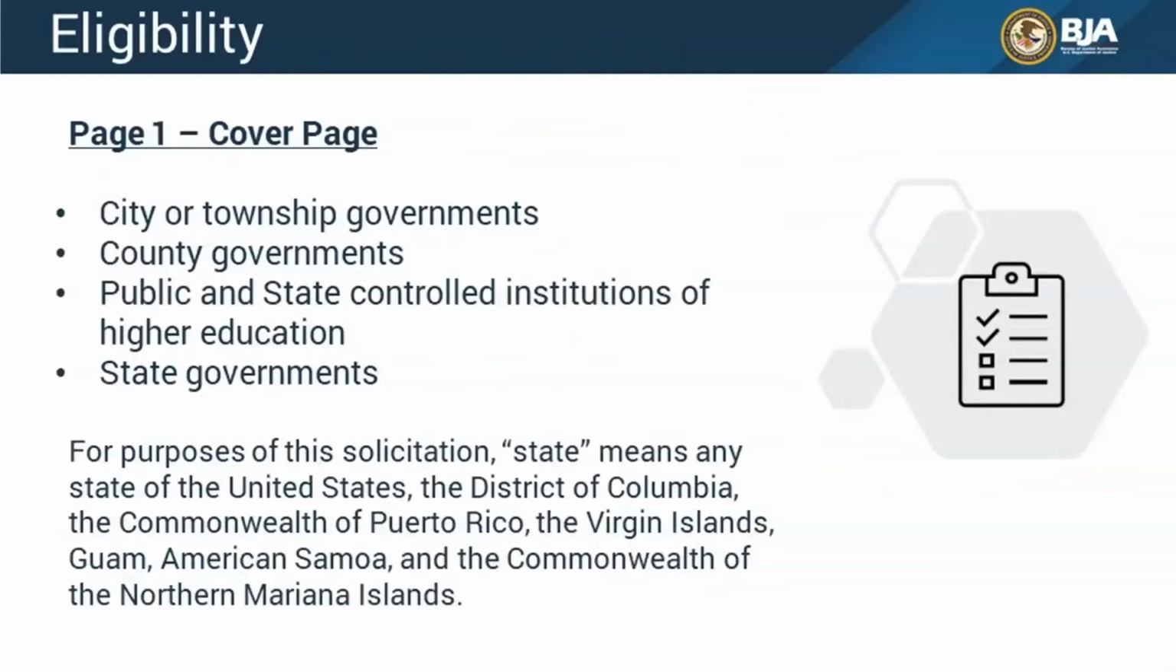If you turn to page 1 on the solicitation, the cover page, the eligibility for this program is city or township government, county government, public and state-controlled institutions of higher education, and state government. And for the purposes of this solicitation, the word state means any state in the United States, the District of Columbia, the Commonwealth of Puerto Rico, the Virgin Islands, Guam, American Samoa, and the Commonwealth of the Northern Mariana Islands.